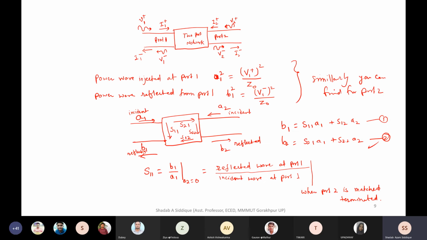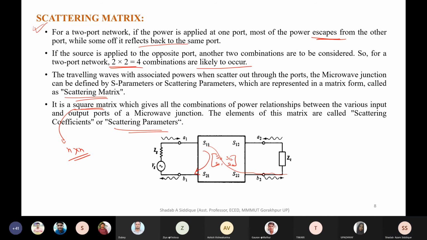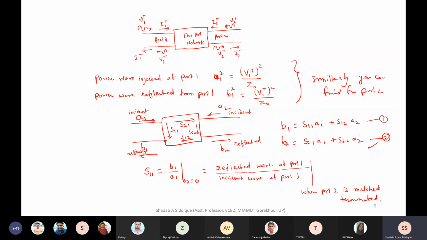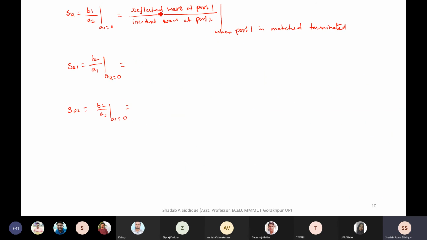So now S21, I'm talking about S21. You can see here, this S21 is nothing but B2 divided by A1. Okay, so I'm talking about S21, no? S21 or S12. S12. What I have written, S11, S22, I have discussed. What, B1 divided by A2. Okay, I have written S12, B1 divided by A2.